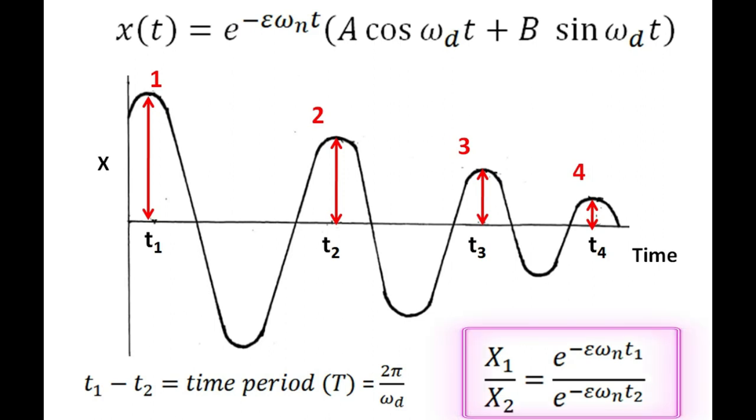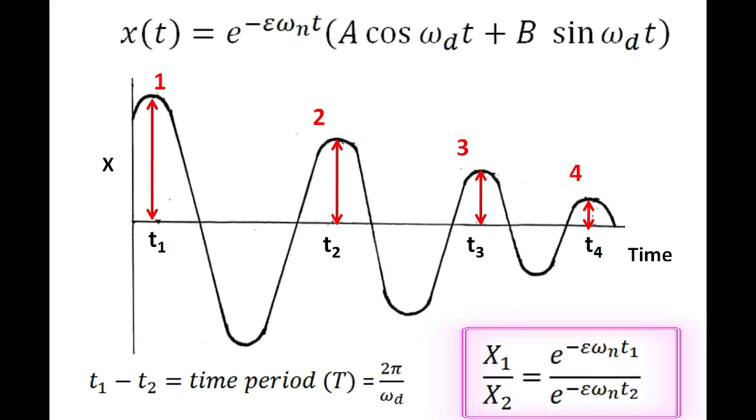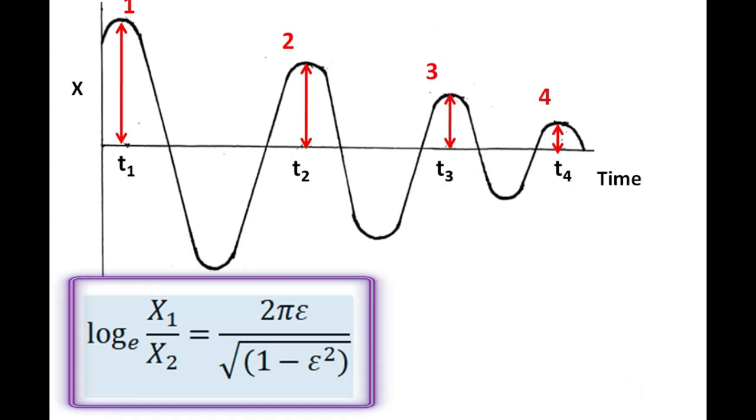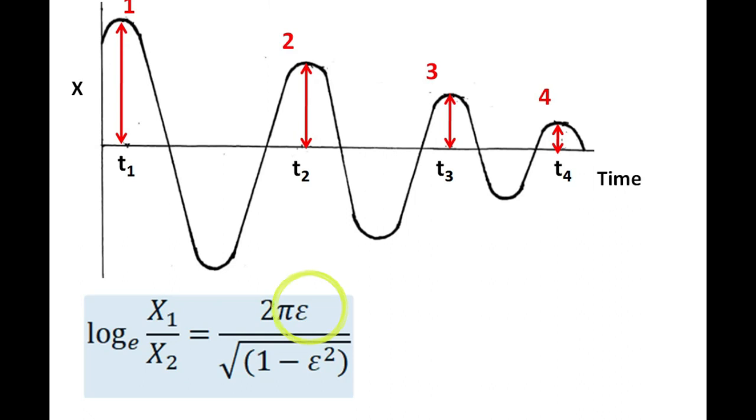formula where x1 by x2 is representing the ratio of the two amplitudes. Hence, after further mathematical rearrangement, I will land on this formula where log of x1 by x2 is nothing but your logarithmic decrement. Using this formula, I will be able to get the damping coefficient of my system. Here I have considered the first and the second peak, but this formula is valid for any two consecutive peaks.